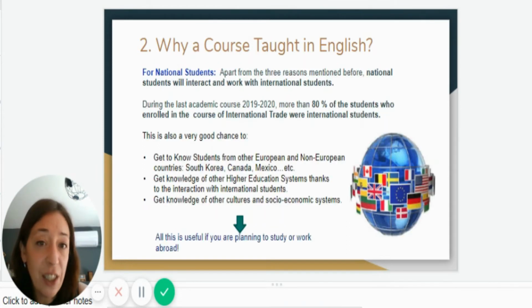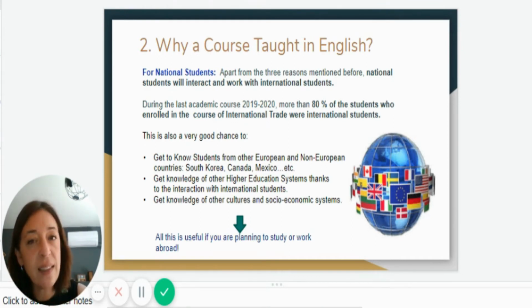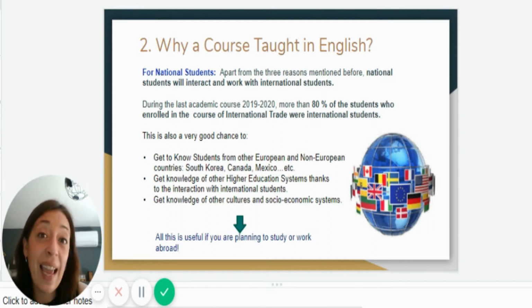For national students, apart from these reasons I gave you before, national students will have the opportunity to interact with international students. During the last academic year, more than 80% of the students who enrolled in this course were international students. I think it's a very good chance to get to know students from other European and non-European countries, get knowledge of other higher education systems thanks to this interaction, and get knowledge of other cultures, socio-economic systems.